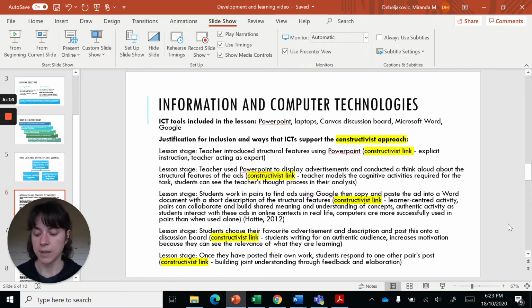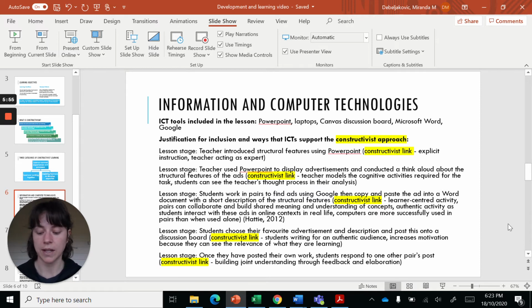The lesson begins with the teacher introducing the structural features of ads using a PowerPoint presentation. The PowerPoint is then used to display a series of ads from an advertising campaign. Having the ads displayed on the screen allows the teacher to conduct a think aloud about the different structural features of the ads and what their purpose might be. In this part of the lesson, the teacher is acting as the expert. They're also using a visual aid to aid student understanding. The teacher also models the cognitive activities for the students in such a way that the students can observe the thinking process of the teacher.